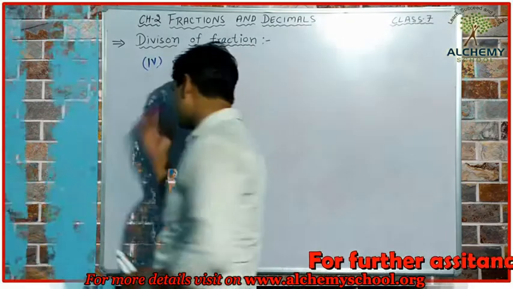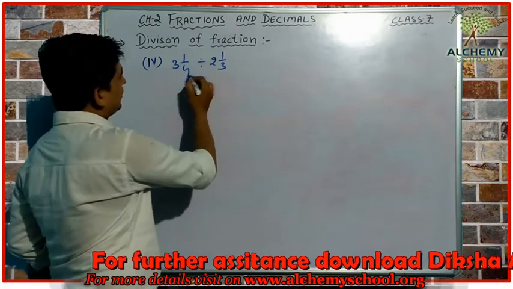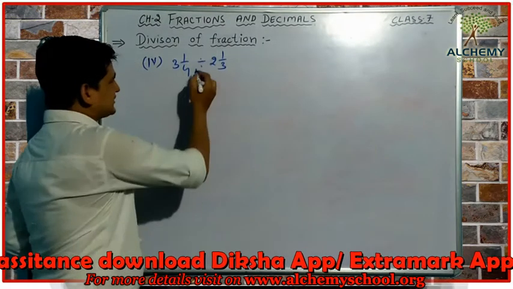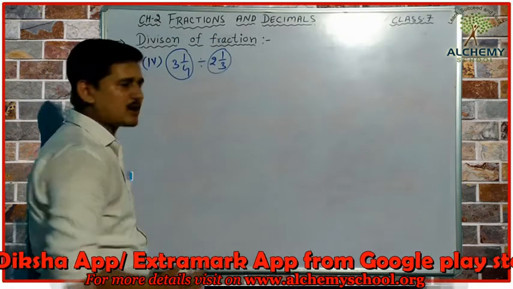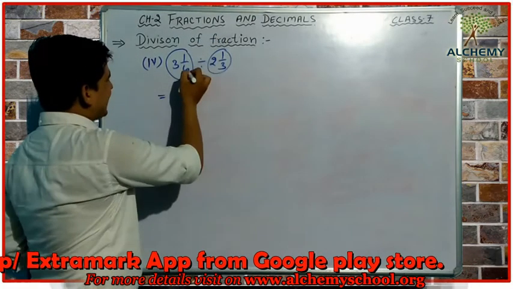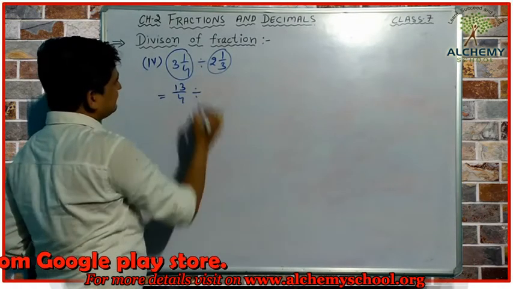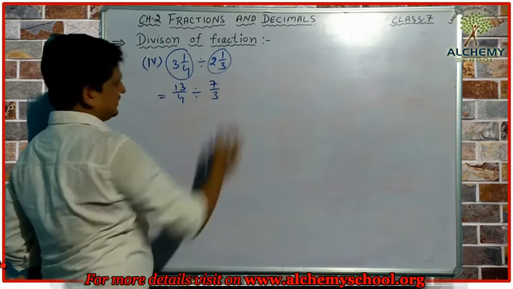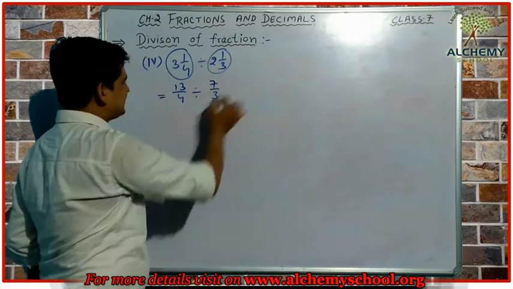So I have taken one more example here. This example is 3 and 1 upon 4 divided by 2 and 1 upon 3. Okay. So first of all we have to convert these fractions into improper fractions. So we can write it, 4 3s are 12, plus 1, 13 upon 4, divided by 3 2s are 6, plus 1, 7 upon 3. So now it has become easy to divide these two fractions.